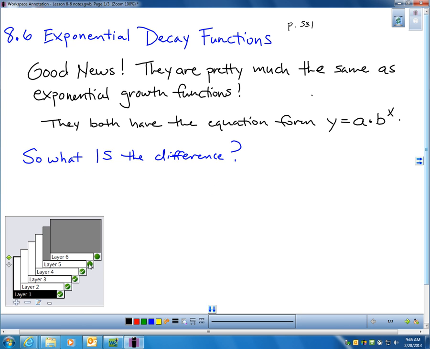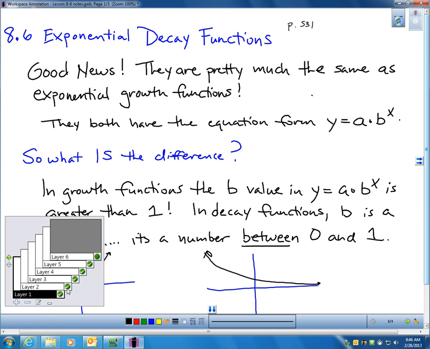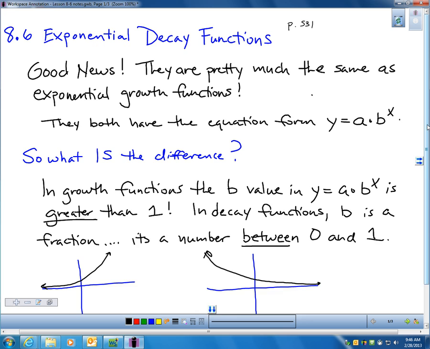So what is the difference? And we've already talked about that a little bit. In growth functions, obviously we're growing from left to right, which means the b value has to be greater than 1. This value for b, if there's going to be growth, has to be a number that's greater than 1. In decay functions, the b value has to be a number between 0 and 1. In other words, it's got to be a fraction that's more than 0 but less than 1. If we have a number here that's a fraction more than 0 but less than 1, that means we will get a decay function.